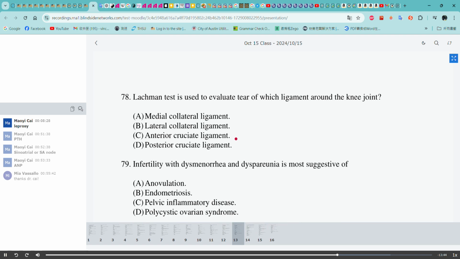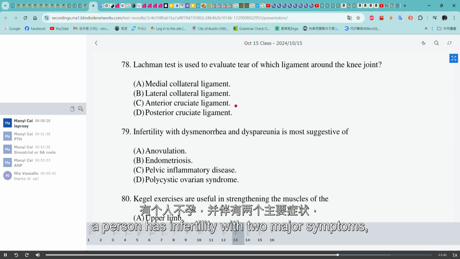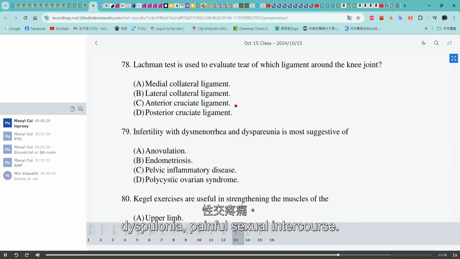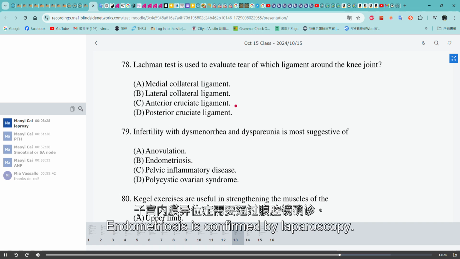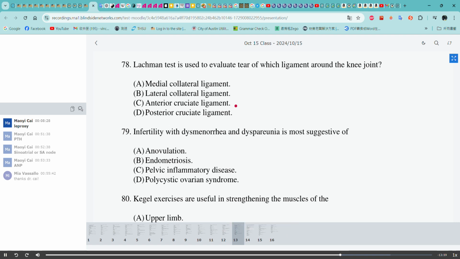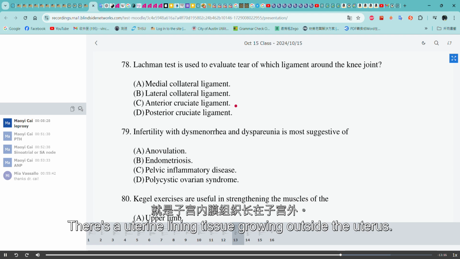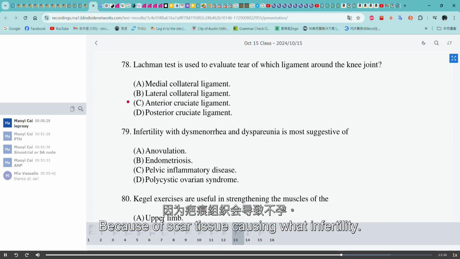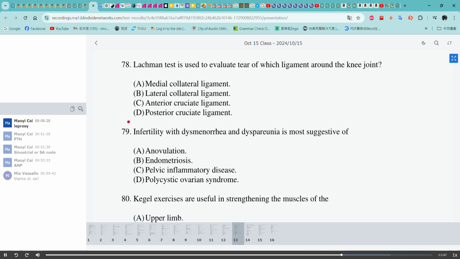79, a person has infertility with two major symptoms: dysmenorrhea, painful menstruation; dyspareunia, painful sexual intercourse. So those are painful things. Is related with what? Endometriosis. Yeah, that's particularly typical. Endometriosis. Just to add another one, endometriosis is confirmed by laparoscopy, endoscopic examination. Find out there's uterine lining tissue growing outside the uterus. So that's what it is, okay? And that can affect the what? Because of scar tissue causing what? Infertility. So this is B. 79 is B.